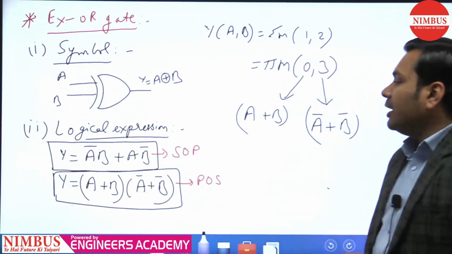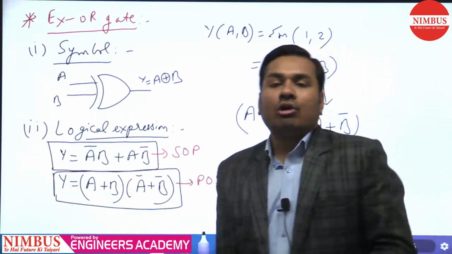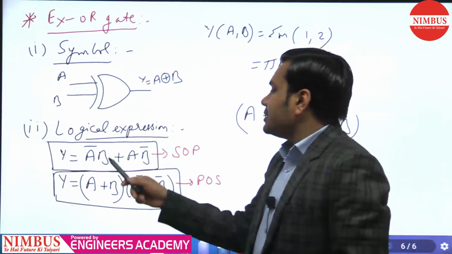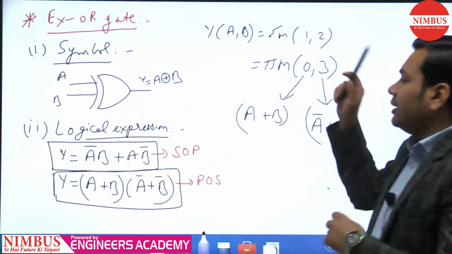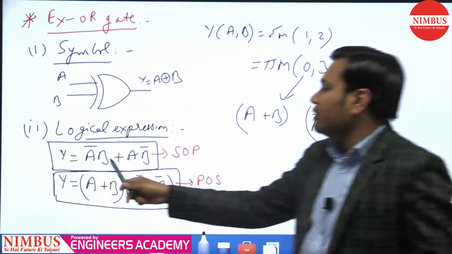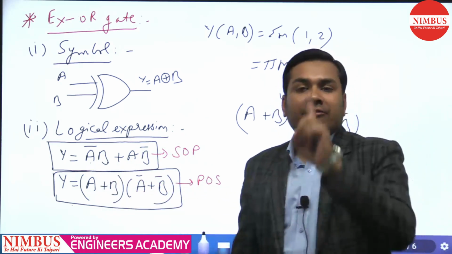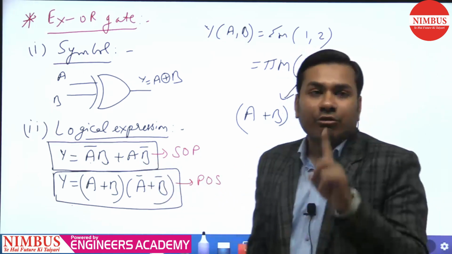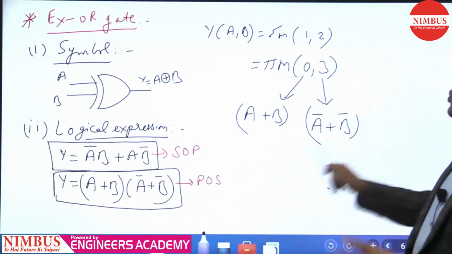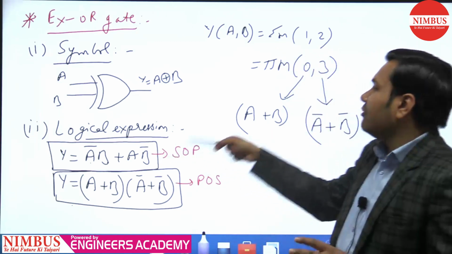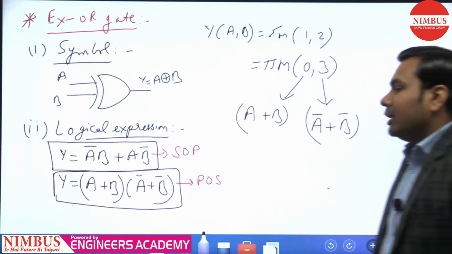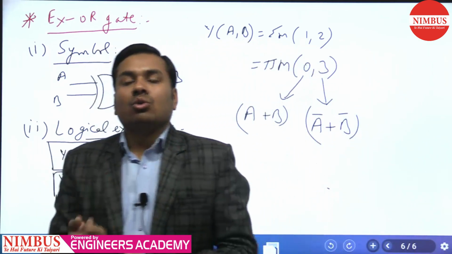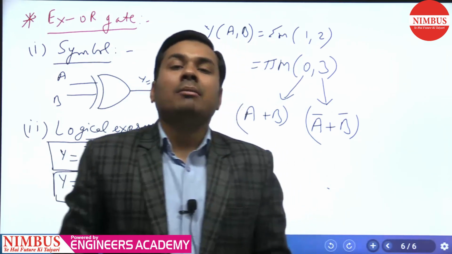If we have product terms containing all of the inputs, that means it is a minterm, right? For this a bar b we have 0 1, which is minterm 1. For this a b bar we have 1 0, which is minterm 2. So finally we have minterms 1 and 2, and we know that if we have minterms at 1 and 2, the rest of the terms are our max terms.